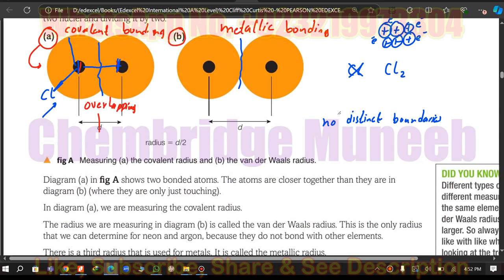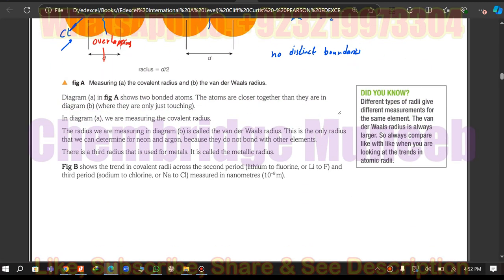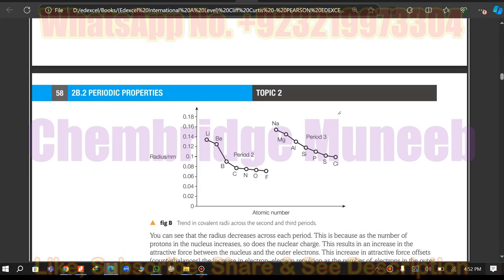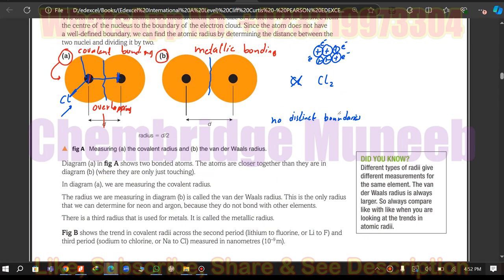All right, now you have to tell me the trend of the atomic radius down the group and across the period. What do you expect? What shall be the trend of the radii?